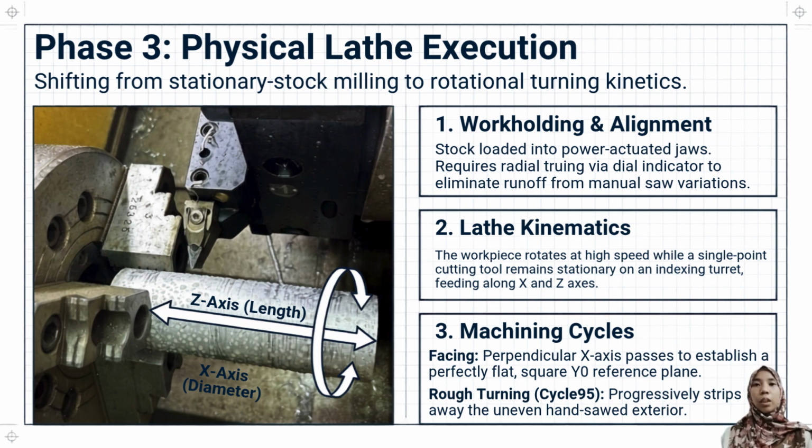Finally, we move on to the machining cycle. We begin with the facing operation, which produces a flat and square reference surface by removing the uneven handsaw end face. Once a proper reference face was established, we perform rough turning using cycle 95 to progressively remove excess material and form the required outer profile of the component.